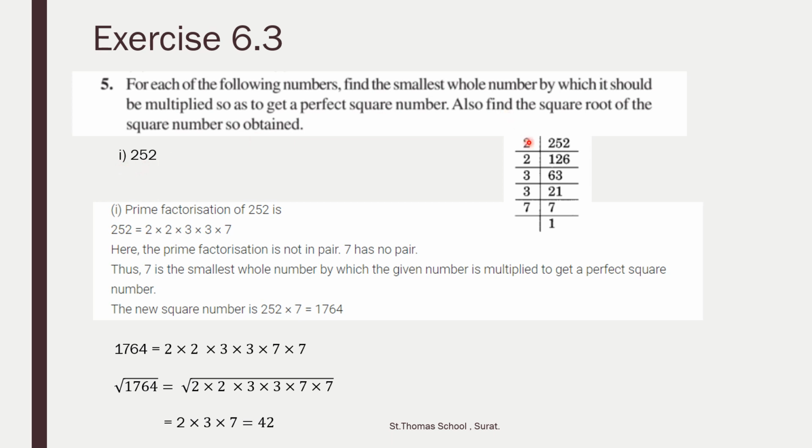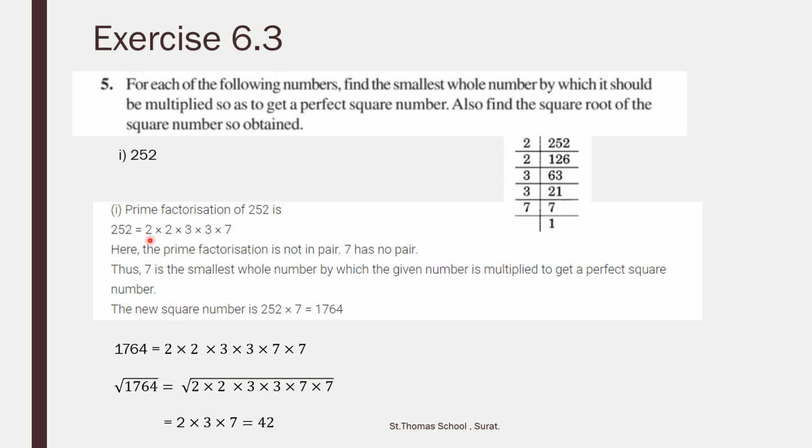First you have to find the prime factorization of 252. So divide by 2, 126. Again divide by 2, 63. Divide by 3, that is 21. Divide by 3, so we'll get 7. 7 sevens are 7, that is 1. So the prime factorization of 252 is 2 multiplied by 2, 3 multiplied by 3 and 7.